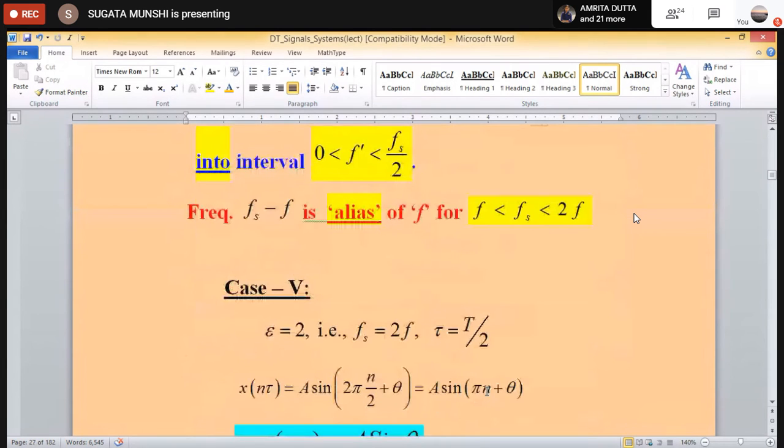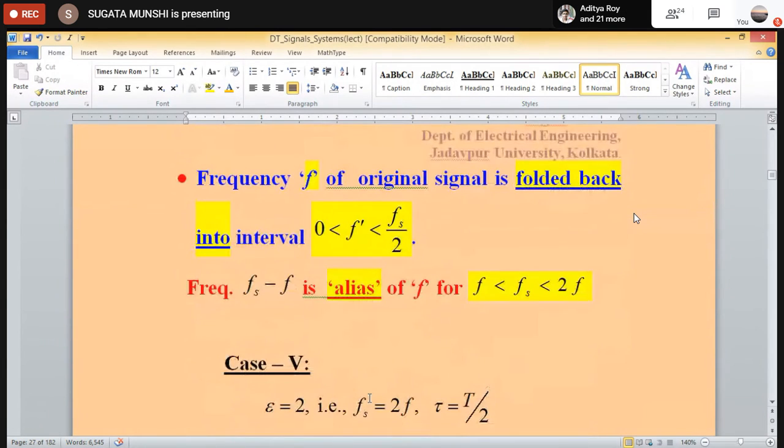Write it down, then I'll proceed to the next case. Fs equal to twice f means tau equal to capital T by 2. Now I have used here a phrase: frequency f of the original signal is folded back into the interval f prime greater than 0, less than Fs by 2. The exact implication of this term folded back will be clear to you when we move on to the frequency domain.